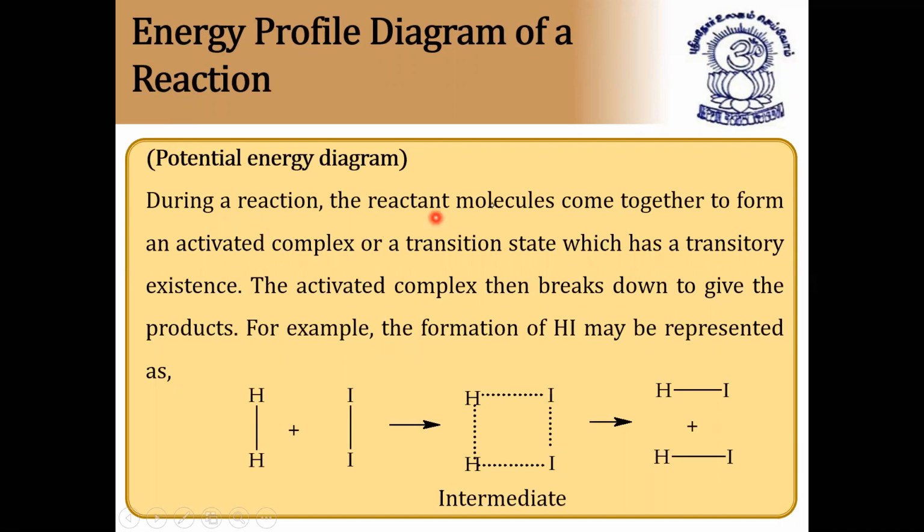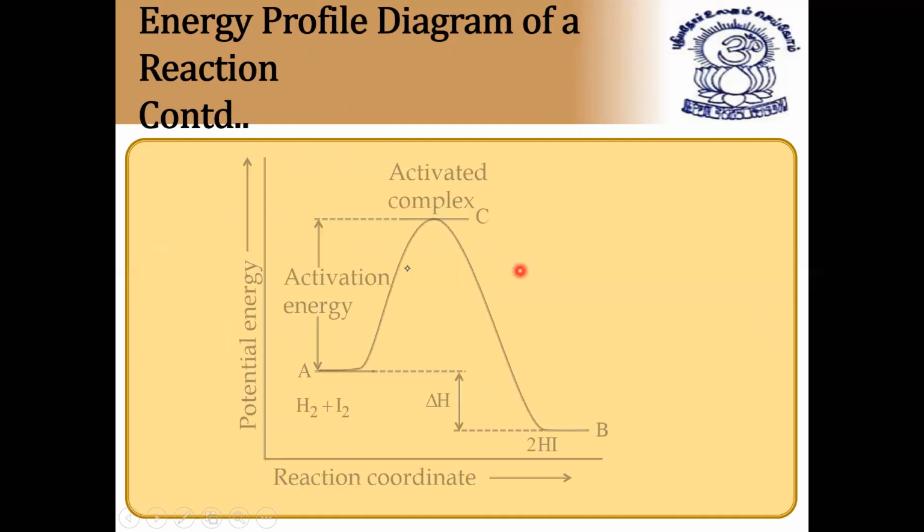During a reaction, the reactant molecules come together to form an activated complex or transition state, which has a transitory existence. It is called an intermediate state. The activated complex breaks down to give the products. For example, the formation of hydrogen iodide. The hydrogen molecule contains two atoms, and the iodine molecule contains two atoms. These two combine together and form an intermediate, which is called the activated complex, and then it breaks down into two molecules of hydrogen iodide, hydrogen single bond iodine, hydrogen single bond iodine. In this way, the reaction takes place.